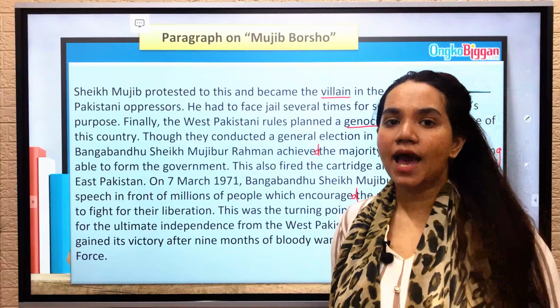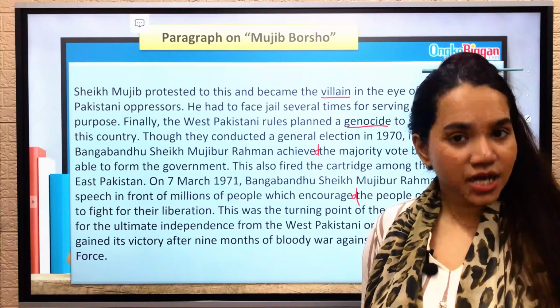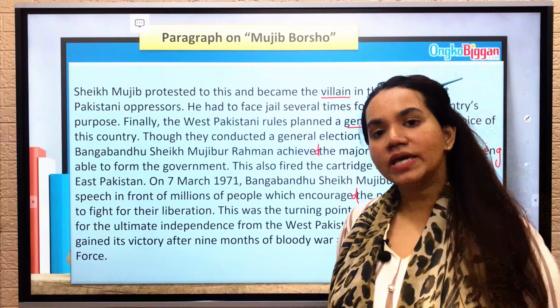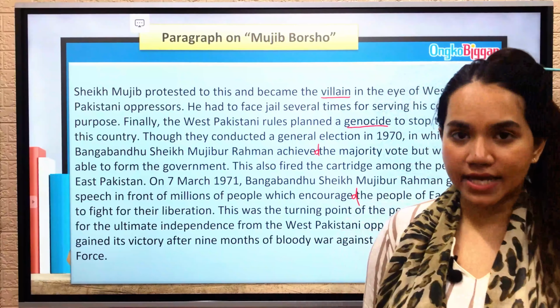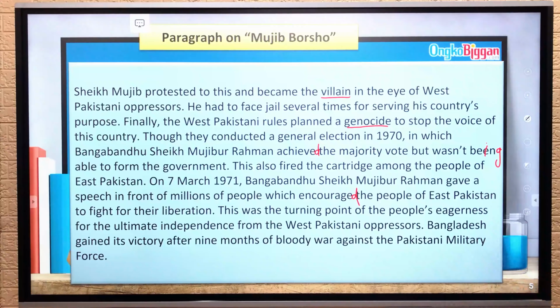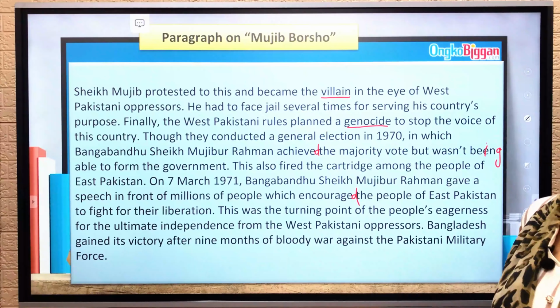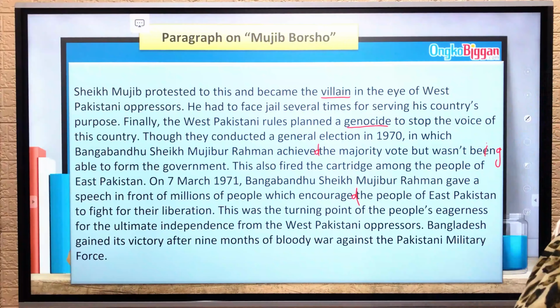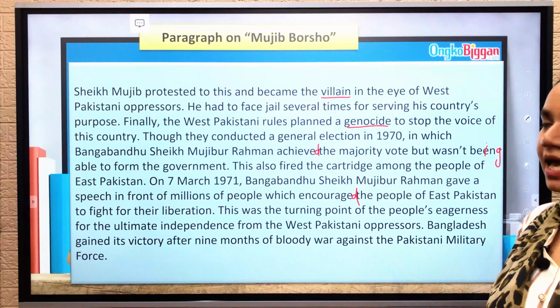We must have that courage. We must all be united and fight against them. So this was the turning point of the people's eagerness for the ultimate independence from the West Pakistani oppressors. This actually created that turning point, and Bangladesh gained its victory after 9 months of bloody war against the Pakistani military force.